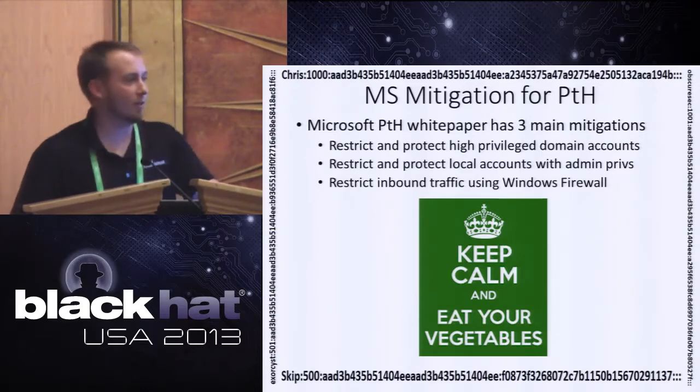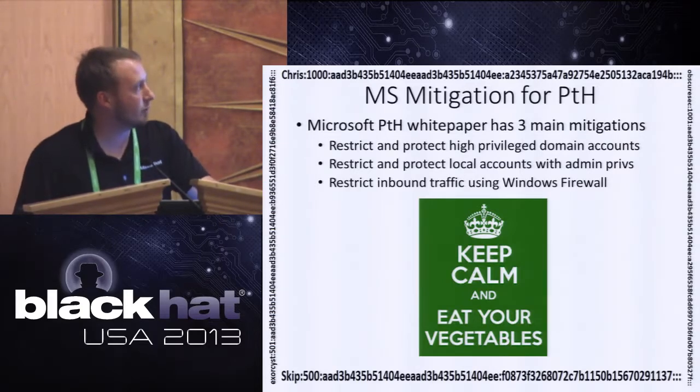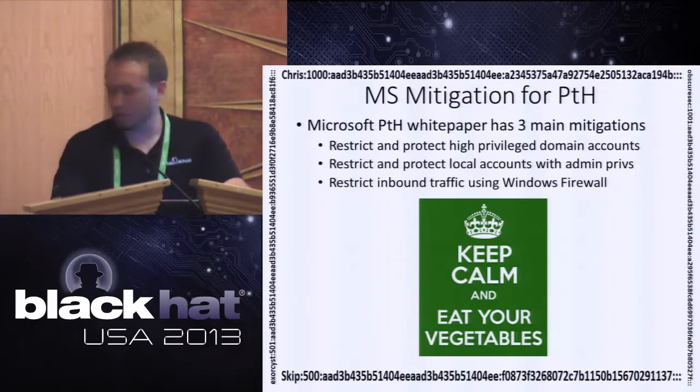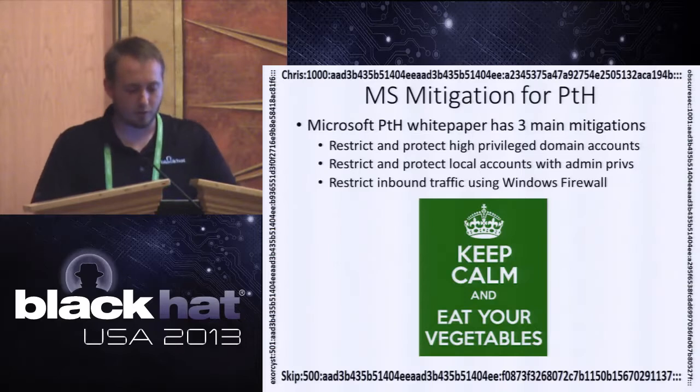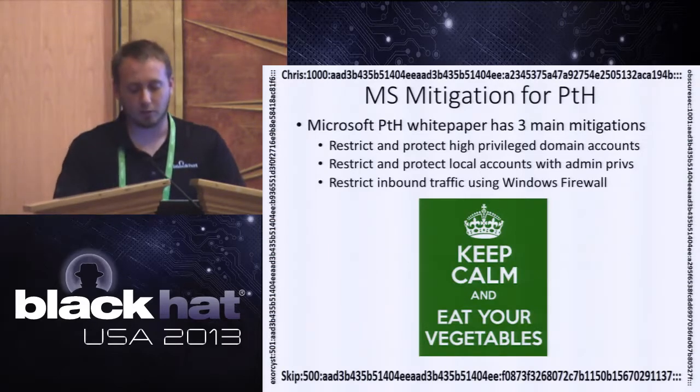Okay, so in the talk yesterday and in Microsoft's white paper, they gave three main mitigations. I'm sorry to pick on you guys. And they're really good mitigations. Restrict and protect high privileged domain accounts. Restrict and protect local accounts with admin privileges. And restrict inbound traffic using Windows Firewall.